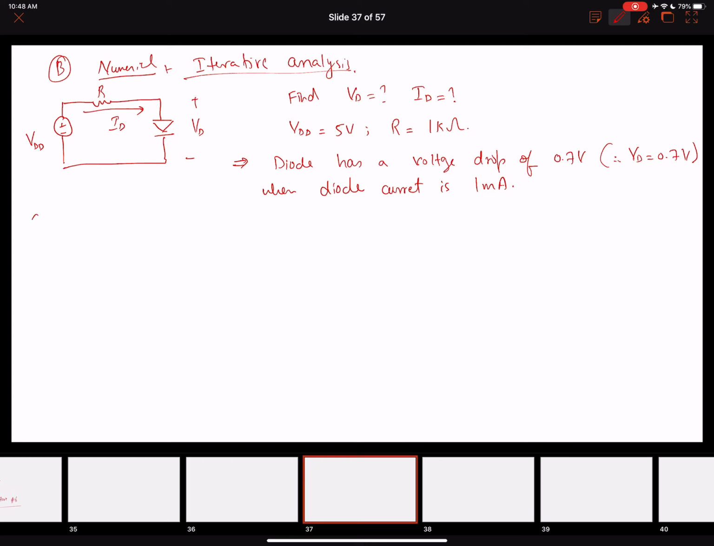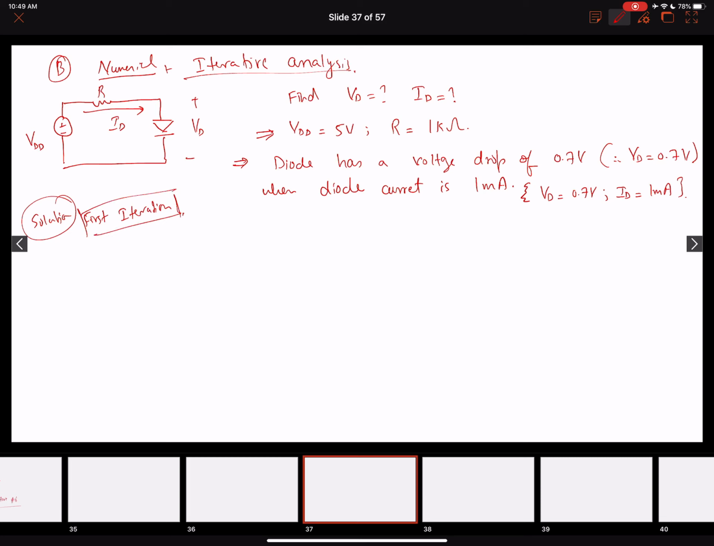All right, now let's try to solve this. Just by this, we can see that we have the first data point available, where VD is 0.7 volts and ID is 1 milliampere. But we are interested in finding the exact values of VD and ID under these conditions, when VDD is 5 volts and the resistance is 1 kilo ohm. So let's start the solution. Since this is an iterative analysis, I'm going to call the first step the first iteration.